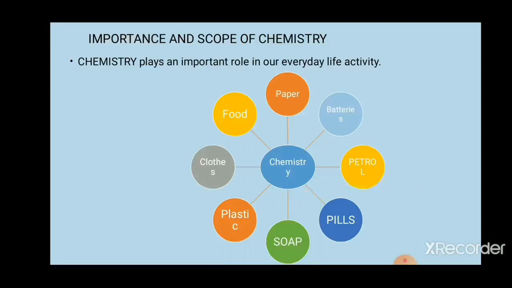Now, why is chemistry so important to us and what is the scope of chemistry? As you know, chemistry plays a very important role in our daily life activity. We cannot imagine our life without chemistry. Now here on the slide you can see the importance of chemistry. Chemistry is applied in soap industry, paper industry, food industry, in clothes, in plastics. Chemistry also contributes in batteries. So, chemistry is very important to us.